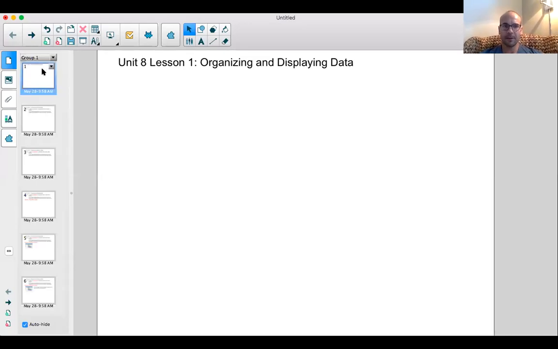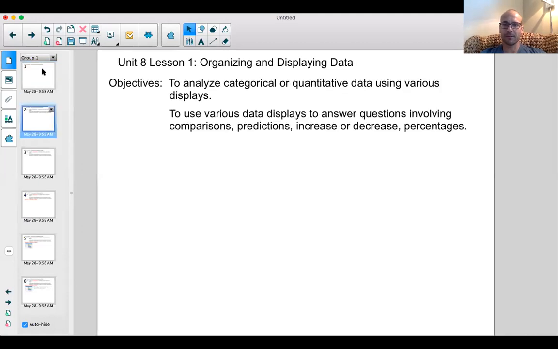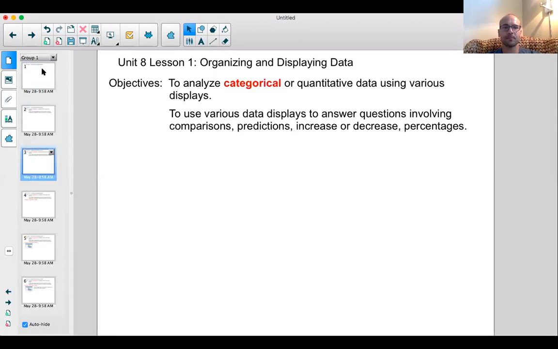So in this video, we're going to take a look at how you can organize data and display it in various forms, and then draw conclusions from the displays. So the objectives then, there's two. One is to analyze categorical and quantitative data using various displays. We'll define both of those words for you. And then we're going to use various data displays to answer questions. And it's a wide range of questions involving comparisons, predictions, increase or decrease, and even some percentages.